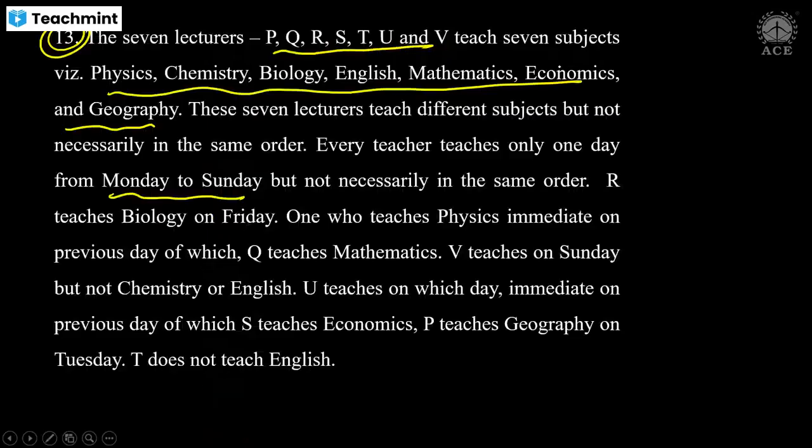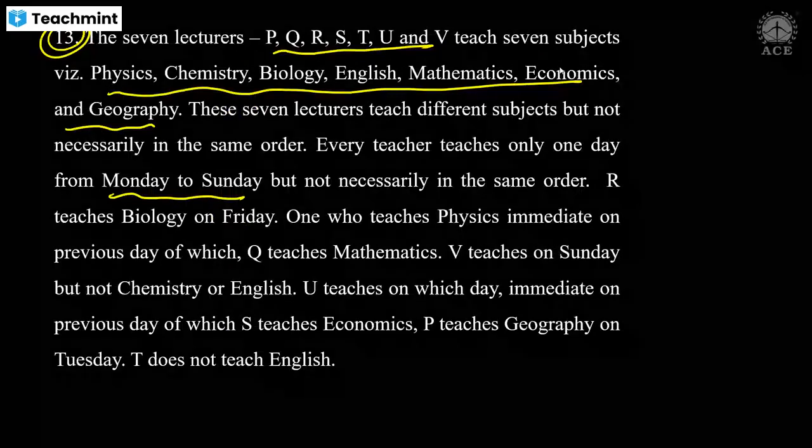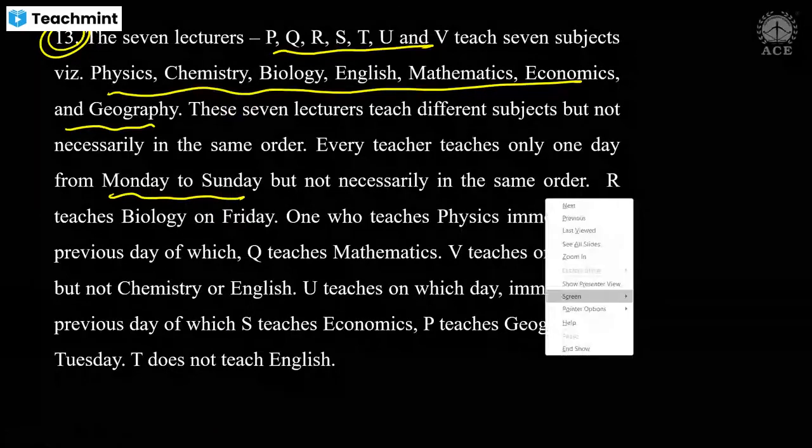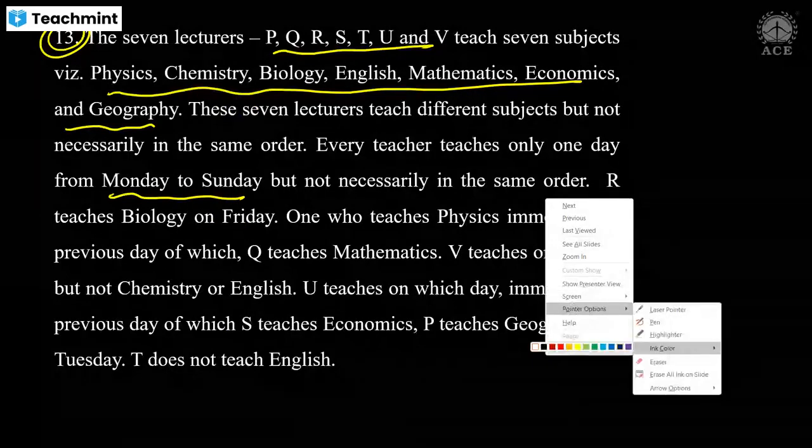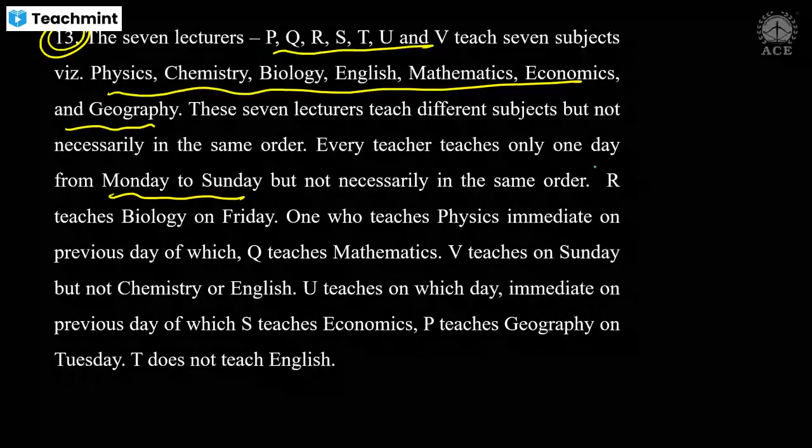Now, see this. First, I already mentioned the approach. You have to collect the direct information dump there. Later, we'll worry about trial and error. You see, this is a big paragraph. Up to these 5 lines, it's only the question. There are 7 subjects, names, 7 days, 7 lecturers, names. That's it. But here onwards, R teaches biology on Friday.